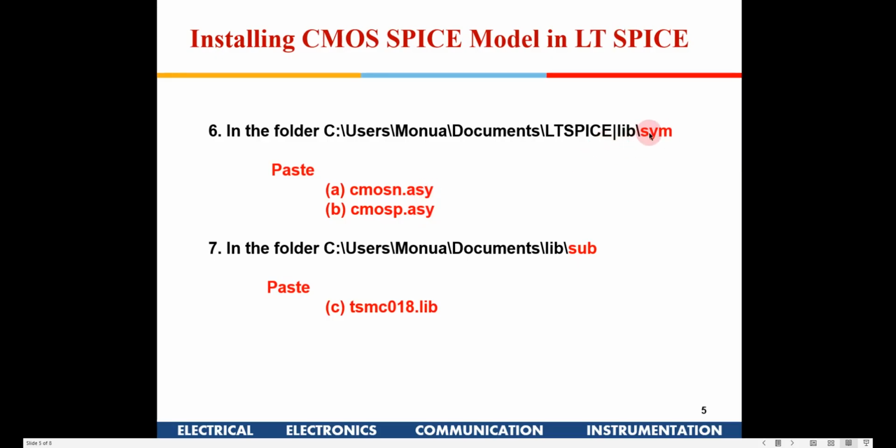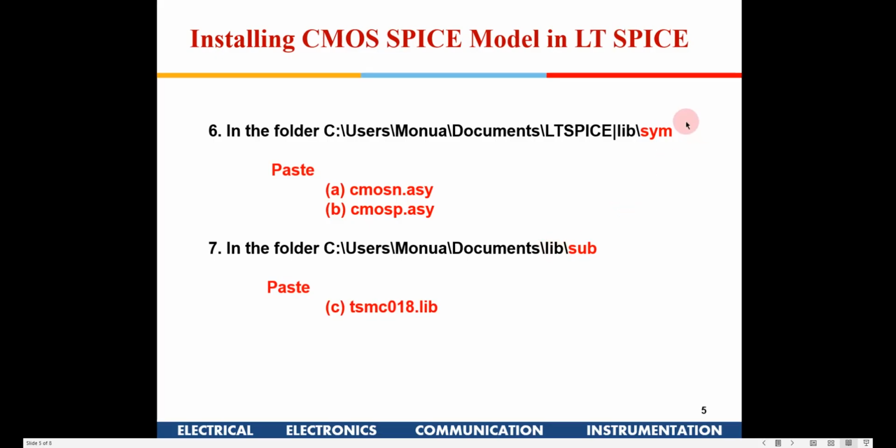Then from this folder you go one level up, so you will reach the lib folder. In the lib folder there are two folders: one is the sim folder and one is the sub folder. So you come back to the sub folder. In the sub folder you are going to paste this library file. Don't put this lib file out here. This is the library folder of LT-SPICE.